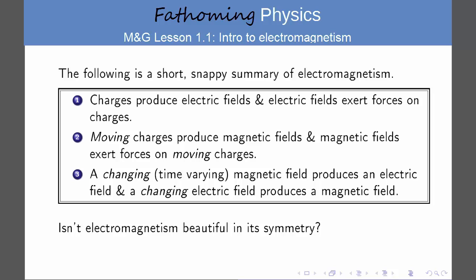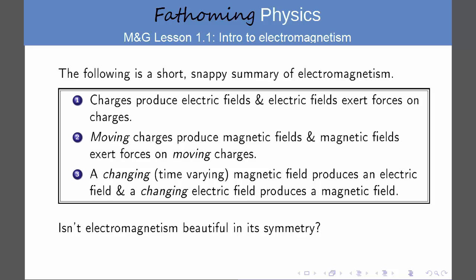The first thing to note is that there is a deep underlying symmetry. Electric fields are produced by charges, and electric fields exert forces on charges. Magnetic fields are produced by moving charges, and only exert a force on moving charges.